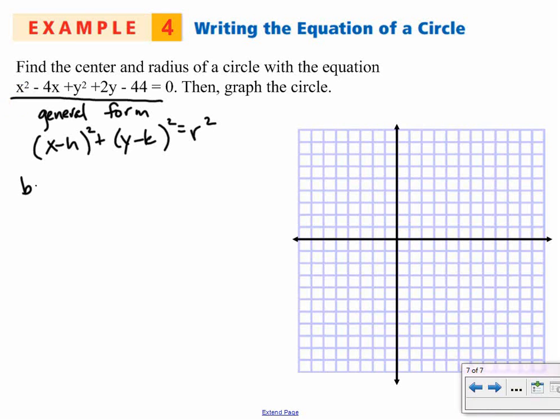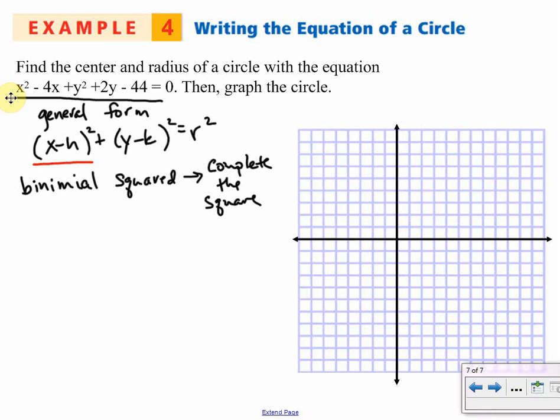And if you remember from way back when we want to rewrite something as a binomial squared, which is what the x minus h is, when you want to rewrite something as a binomial squared, you need to use the process known as completing the square. And in this case, because I have an x binomial that's being squared and a y binomial that's being squared, I'm going to need to do that process twice, once with the x coordinates and once with the y coordinates.